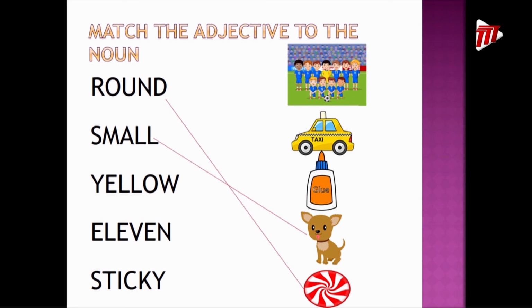Yellow. The yellow taxi. 11. I'm left with 2. 11 glue or 11 boys. Very good. 11 describes the number of boys on the team. Now, sticky. Sticky is an adjective that describes glue.